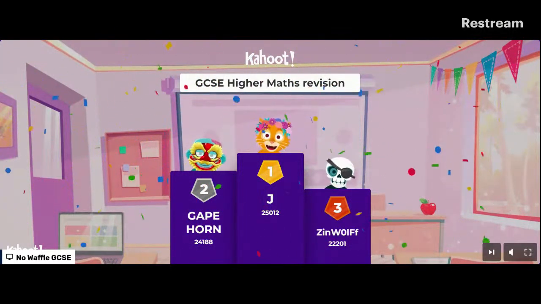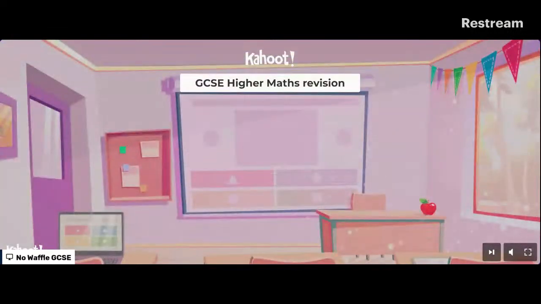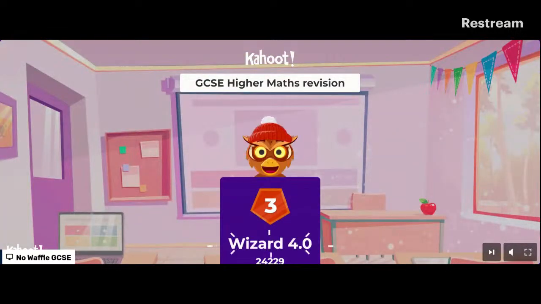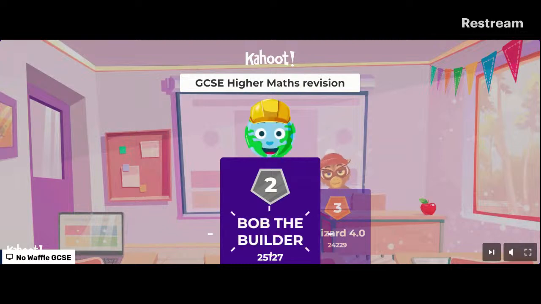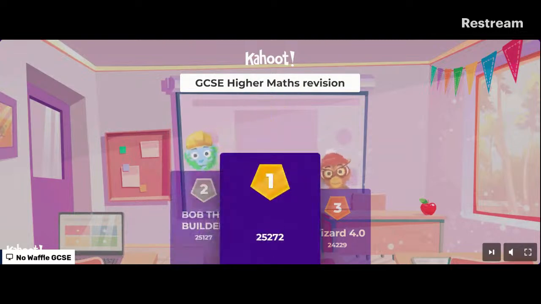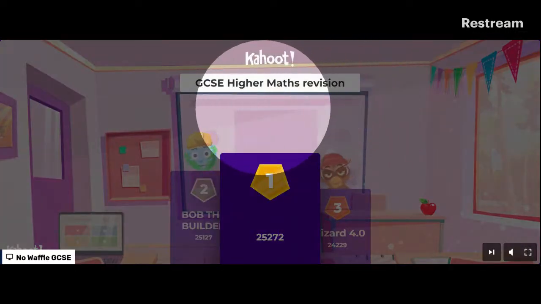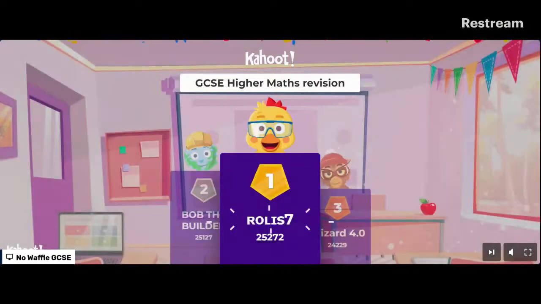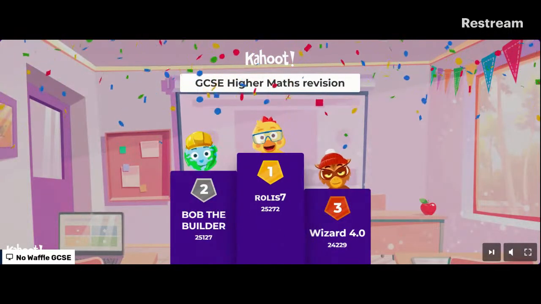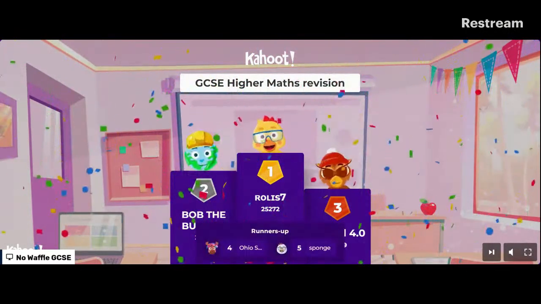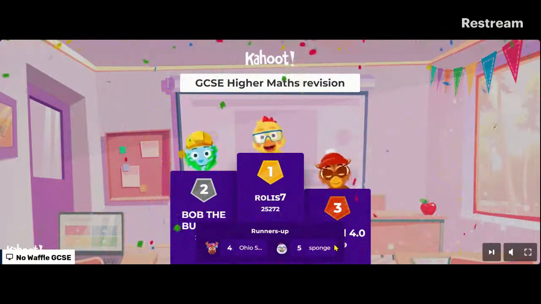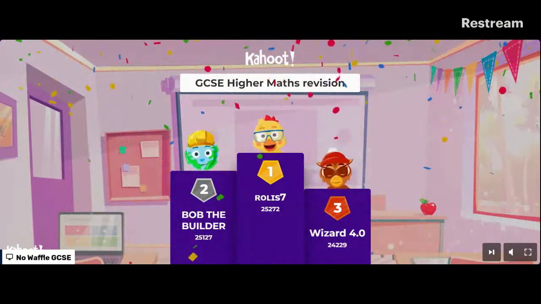And looking at the results for the second Kahoot that was taking place, third place, you've got Wizard 4.0. Second, you've got Bob the Builder. And first place, you've got Rollis. Well done. Ohio Sigma and Sponge runners up.